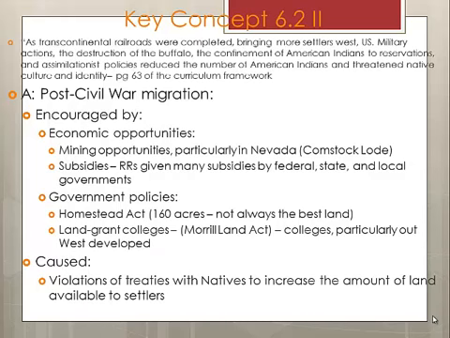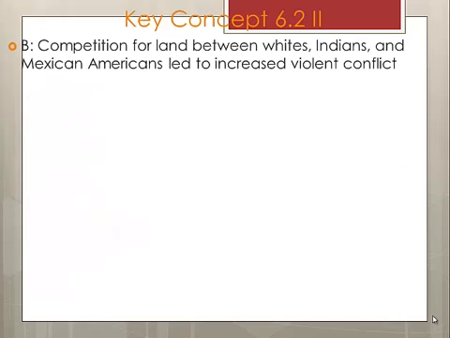Well, it caused violations of treaties with Native Americans, and it would also increase the amount of land available to settlers. So more American settlers are moving out west onto traditionally Native American land, and this would lead to conflict. And we see competition for land between whites, Indians, and Mexican Americans led to increased violent conflict.